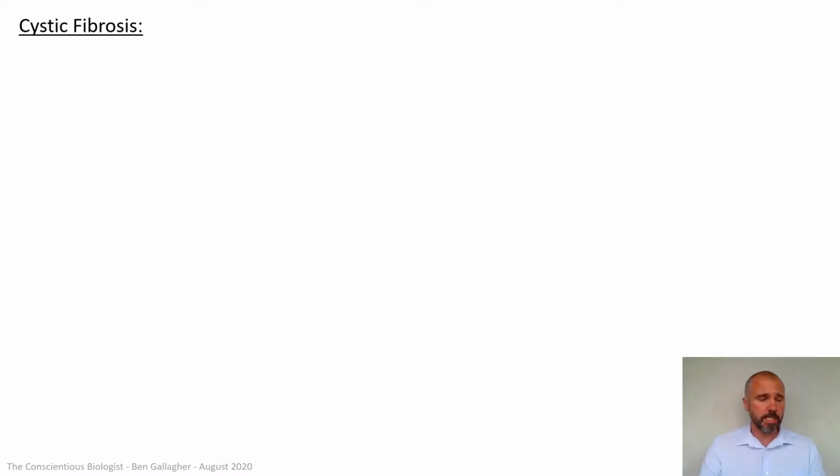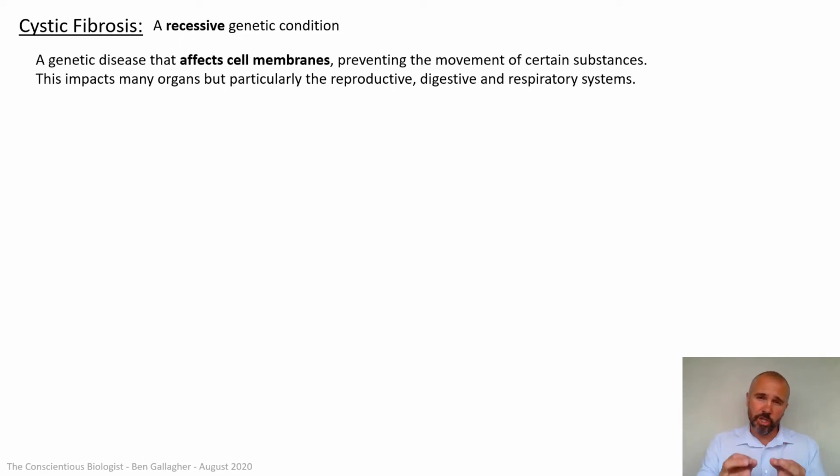Okay, so let's look at our next example. This is cystic fibrosis, and this is one that's in your specification, so there's details you need to know about this. They might just say in the exam, what is cystic fibrosis? So it's a recessive genetic condition, and it affects cell membranes, preventing the movement of certain substances.